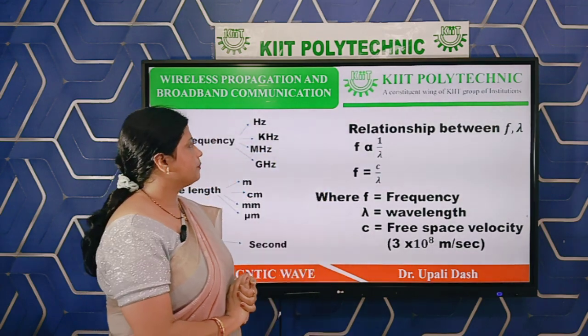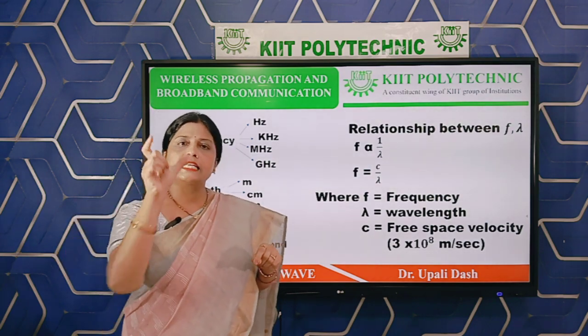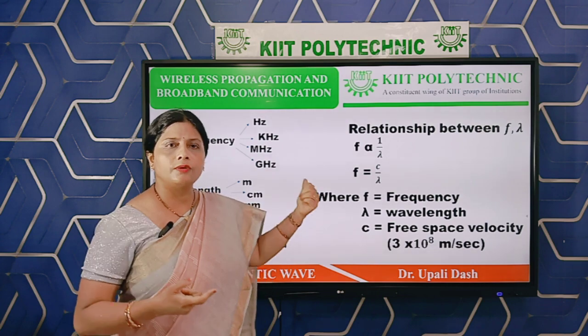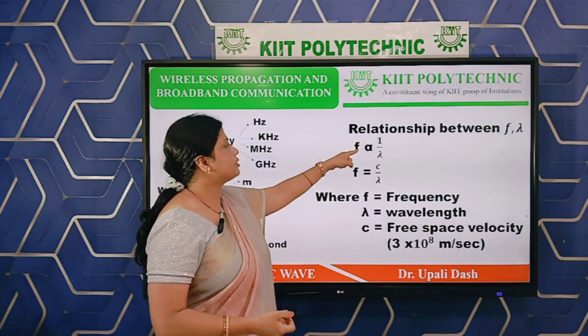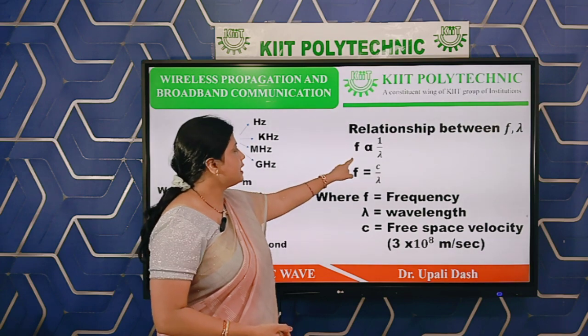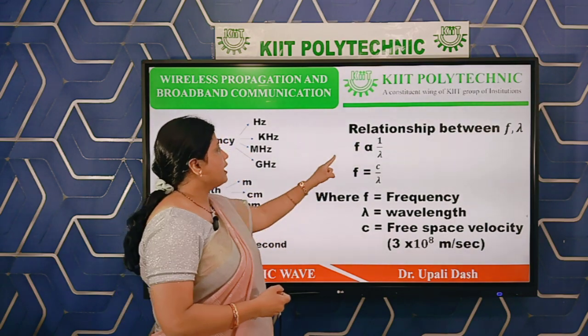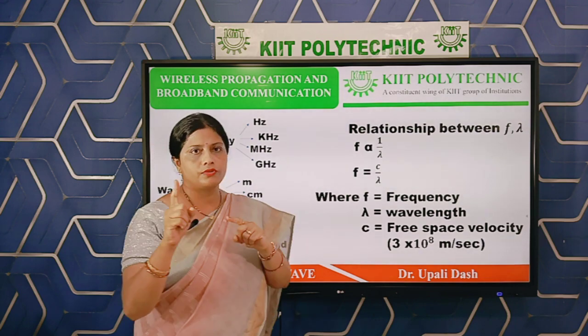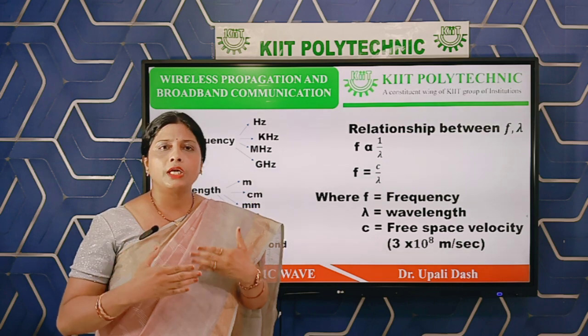We must know it. As I have shown, if the speed of the curve is f and the distance is lambda, then obviously from the figure it was quite evident that f is inversely proportional to lambda. F, meaning frequency, is proportional to 1 by lambda. Now, if the proportionality constant is removed, it is a relation between f and lambda. But we need to equalize it.